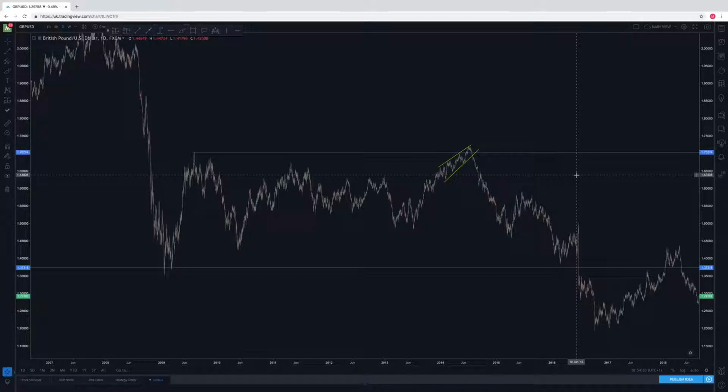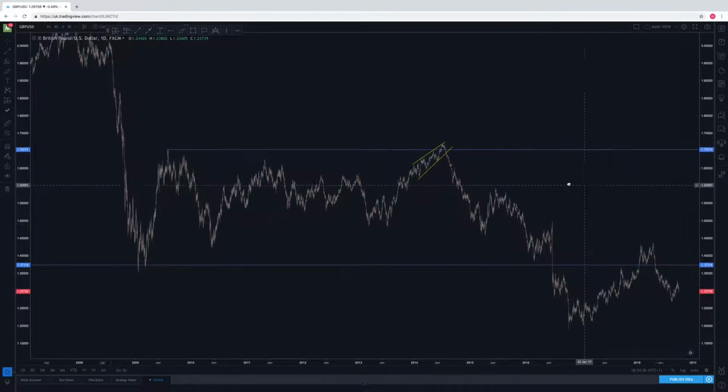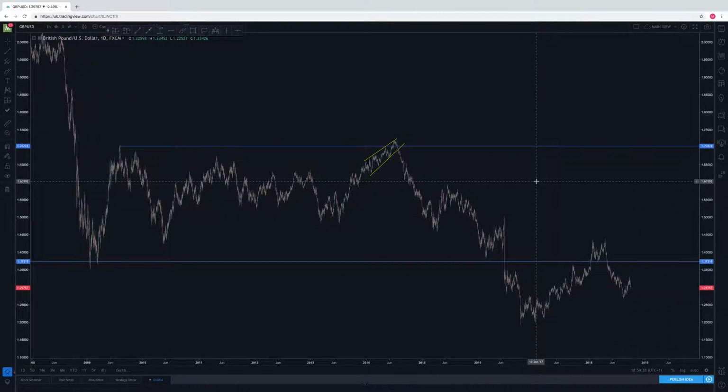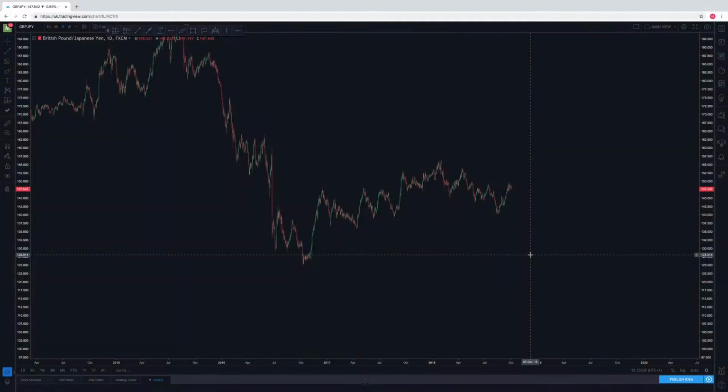And that's going to give you a lot of clarity. So I hope that makes sense and that you've taken away some value from that. Now let's take a look at another example. So here we have the Great British Pound and the Japanese Yen. Let's take a look at it.